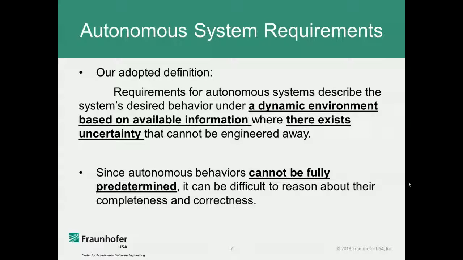So for our definition here, autonomous requirements describe some behavior that needs to take place in a dynamic environment based on the available information. So there is some uncertainty in the environment that you simply cannot engineer away. So if you ask me, I would say the autonomy has much more to do with the environment that you operate in than necessarily the feature itself. Because in a controlled environment, you can do pretty much anything. But if you send something to space and you have to count on it doing its thing, and you don't know what's going to happen, that's where the autonomy gets complicated.